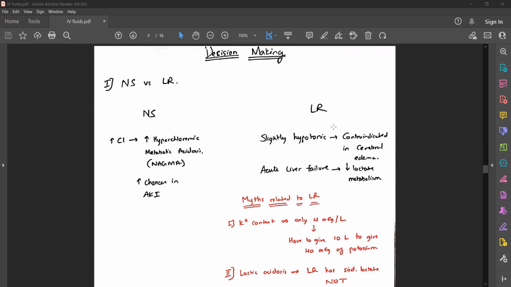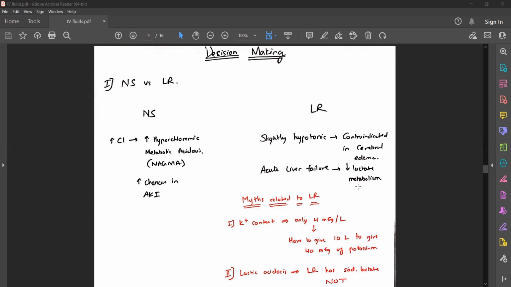Lactated Ringers, on the other hand, is balanced and it doesn't cause hyperchloremic metabolic acidosis. The problem with it, as I said, is that it's slightly hypotonic and hence you will not be using it in cases of cerebral edema. If the patient has a stroke, or traumatic brain injury, whenever you think that there is a chance of having cerebral edema, you will not be using lactated Ringers.